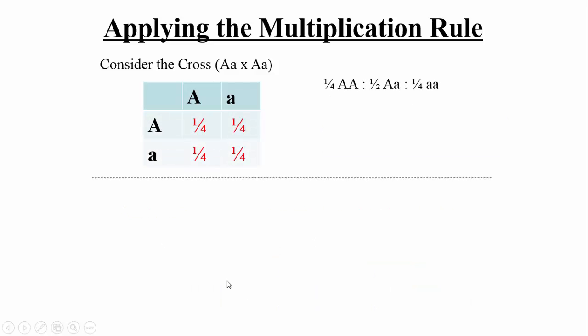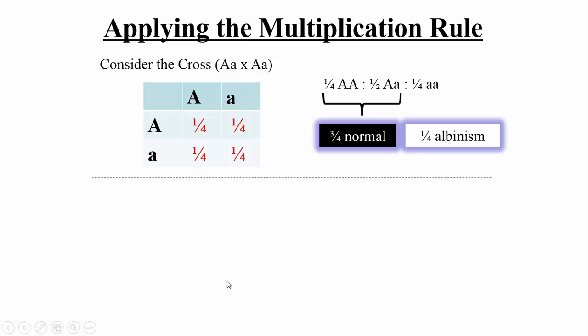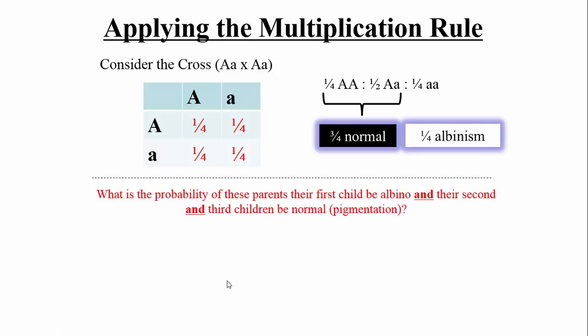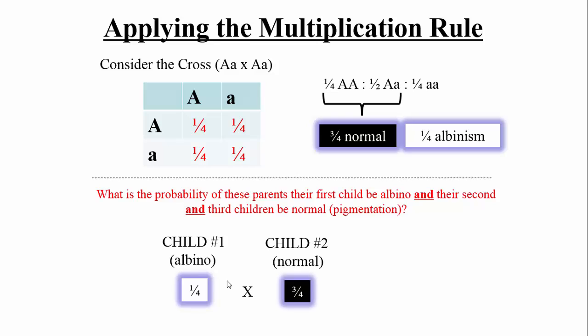Let's apply the multiplication rule. Again, same general situation, right? But, slightly different question. What if we said, what is the probability of these parents having their first child be albino and their second and third children be normal or have normal pigmentation? Notice I'm using and again. So same rules apply, just different fractions. So the first child's albino, that's 1/4. And, so I'm multiplying, the second child is going to have normal pigmentation. In this case, it's 3/4. Again, I got the 3/4 from right up here. And the third child is going to be normal, that's also 3/4.